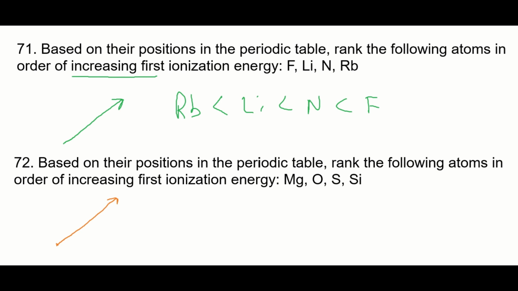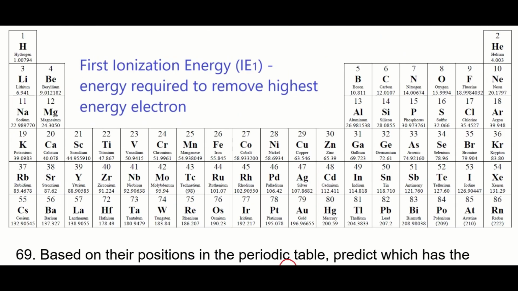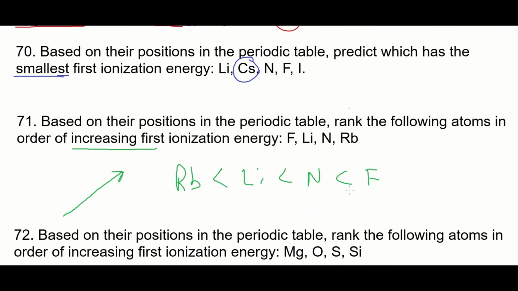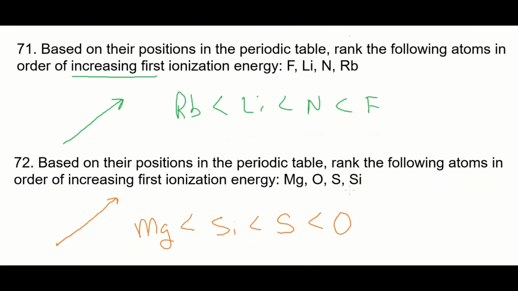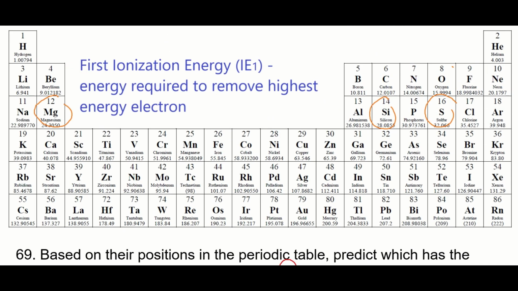All right, well, oxygen is the most up and to the right, so that's going to be all the way to the right. It's going to require the highest amount of energy, followed by sulfur, followed by silicon, and the magnesium is all the way to the left of the periodic table. So that's going to require the least energy to remove. All right, let's circle these up here. Magnesium, silicon, sulfur, and oxygen. All right, so there's our order.